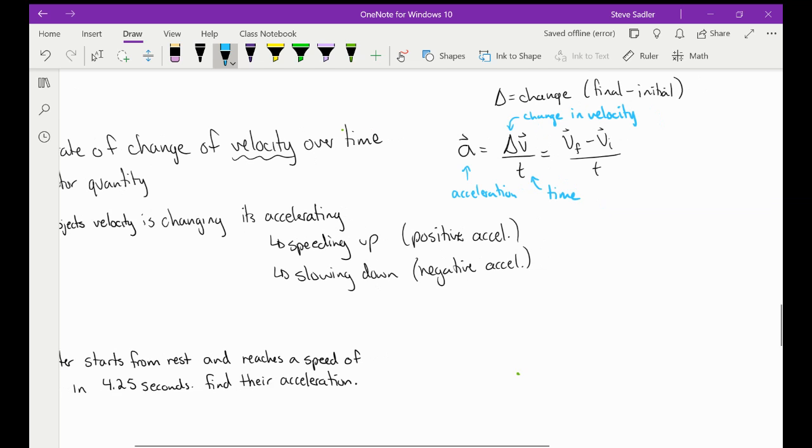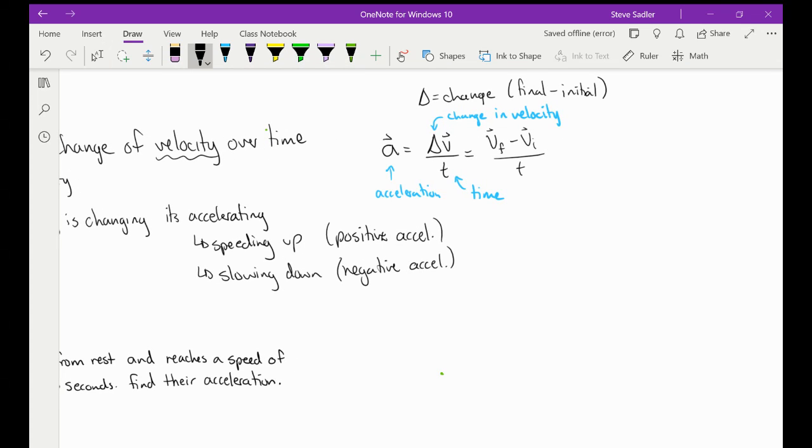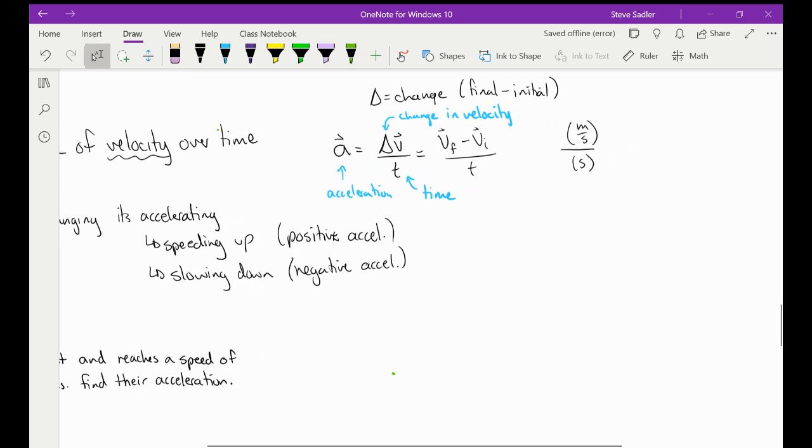The units for acceleration, this is something that we can also talk about. Let's do a little bit of unit analysis. Velocity is going to be meters per second, over time, that's seconds. I don't know if you remember when you divide fractions, you flip and multiply. The units for acceleration come out to be meters per second times second, or more commonly, meters per second squared. That's our units for acceleration.